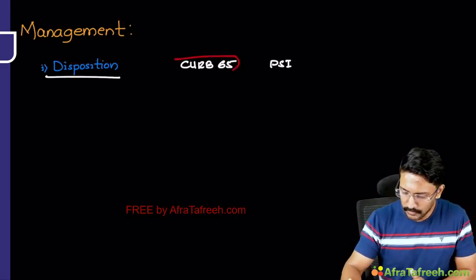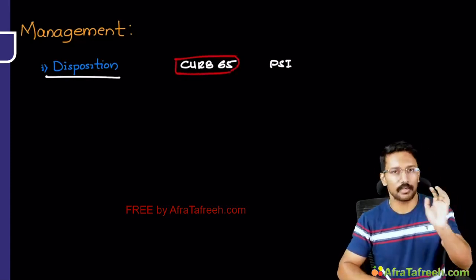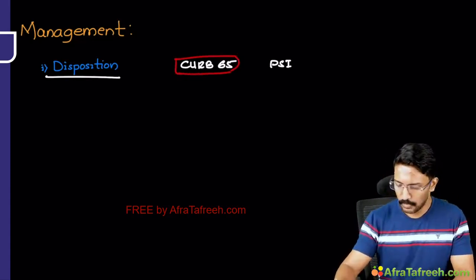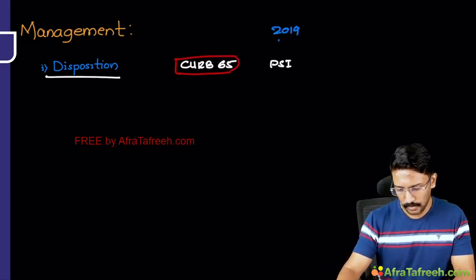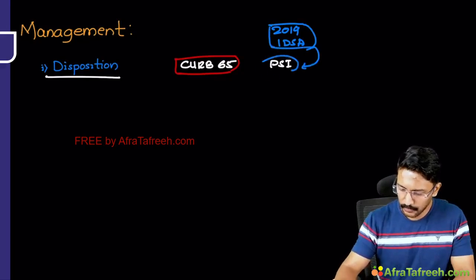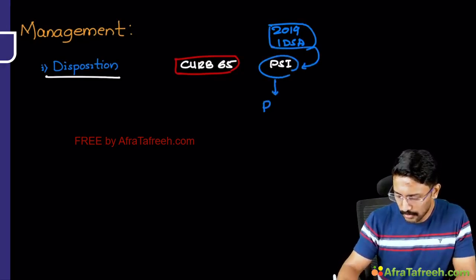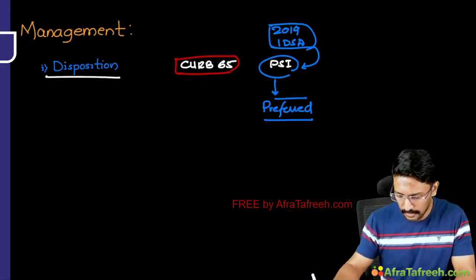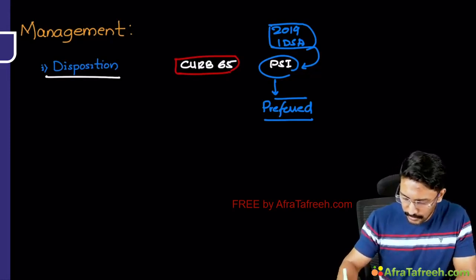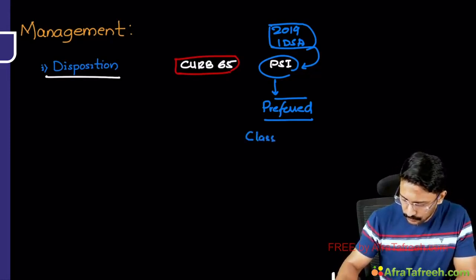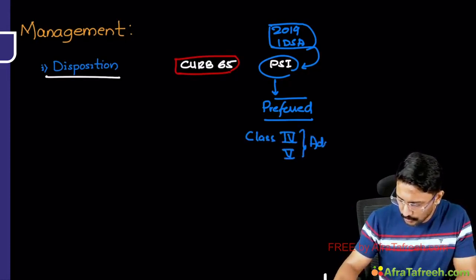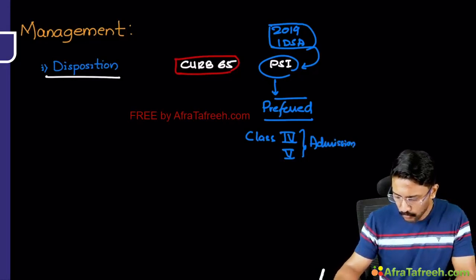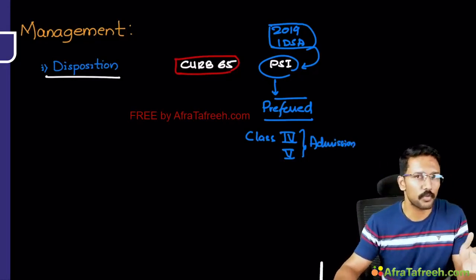All of us are very much familiar with CURB-65 because from our undergraduate days, we have been studying it. But what the 2019 Infectious Disease Society of America guidelines recommend is that we should prefer the Pneumonia Severity Index. On the Pneumonia Severity Index, if the patient belongs to class 4 or 5, such patients should be admitted or hospitalized. And if they belong to class 1, 2, 3, you can manage them as an outpatient.